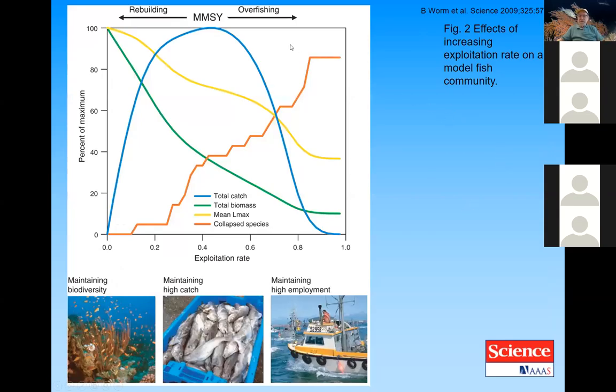So this is sort of the global picture of how populations are overfished. This is the maximum sustainable yield and the total catch. Typically the total catch goes up, and then they keep fishing and the total biomass goes down, and the L max, the average maximum length of individuals, decreases, and the number of collapsed fisheries has increased. So this is the global picture of how fishing has driven many exploited populations towards collapse or very low numbers.